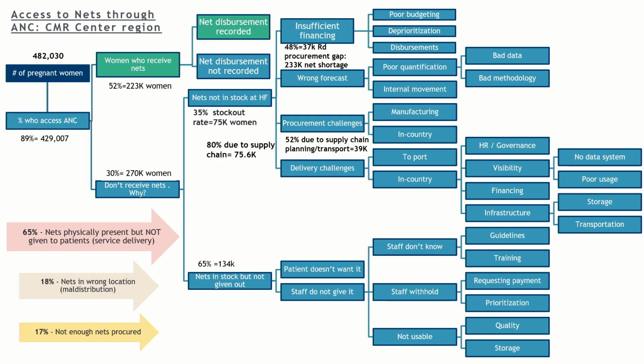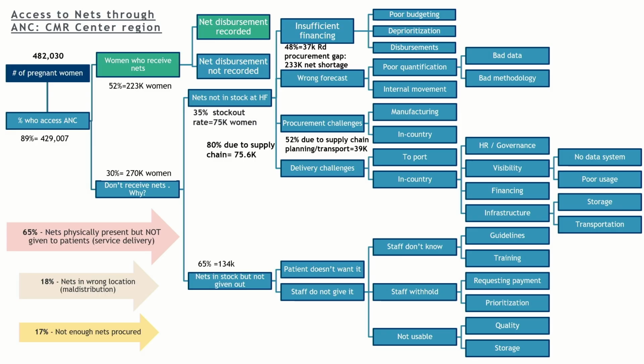I'm going to average these numbers out so it's easier for our brains to think about. In the center region of Cameroon, which has Yaoundé, it's a relatively urban setting with a large population. So we have around 500,000 pregnant women in this center region that we're targeting. Of those, 89% are accessing ANC, which is a relatively high successful access rate. That's around 430,000. This data is coming from DHIS2 2024 data, so it's our best up-to-date data that we have.